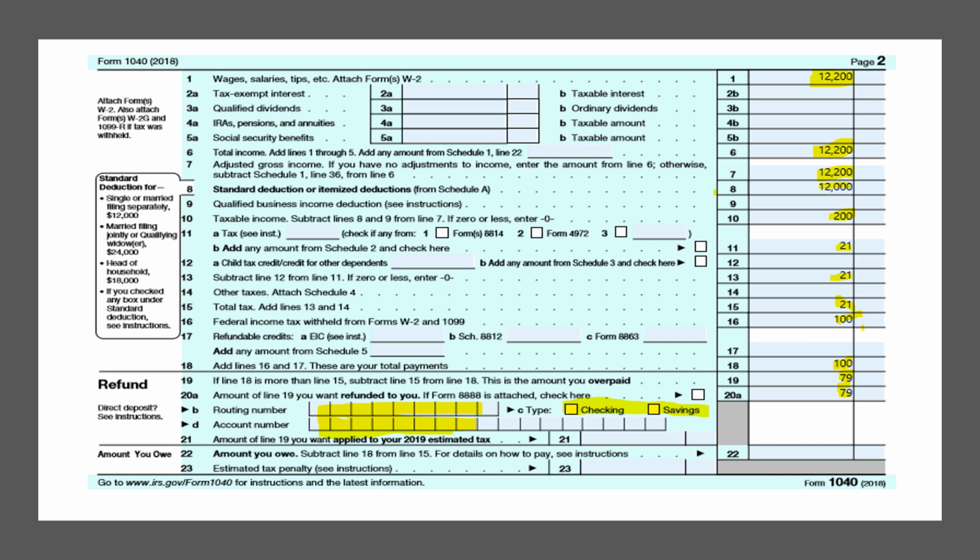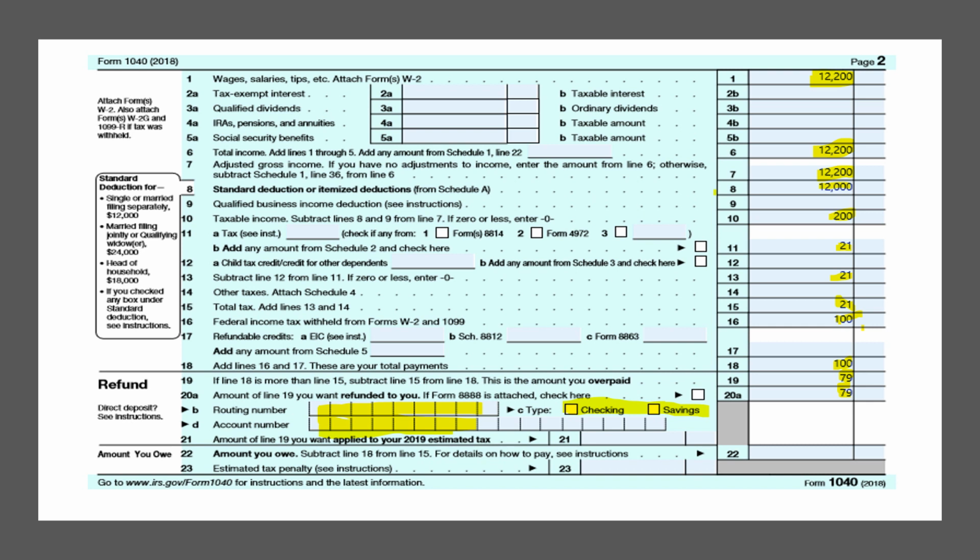Note that in boxes 4 and 6 on your Form W-2 is your Social Security and Medicare tax withheld. These are not deductions on your federal income tax return. On line 18 is your total payments. In our example, $100. In our example, we have an overpayment, which would be $79, so $100 less the $21.